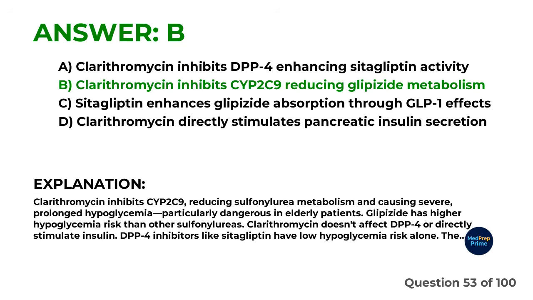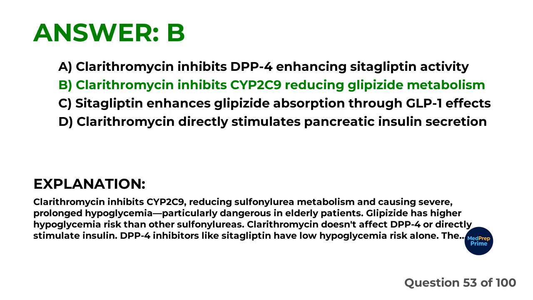Correct answer B. Clarithromycin inhibits CYP2C9, reducing sulfonylurea metabolism and causing severe prolonged hypoglycemia, particularly dangerous in elderly patients. Glipizide has higher hypoglycemia risk than other sulfonylureas. Clarithromycin doesn't affect DPP-4 or directly stimulate insulin.